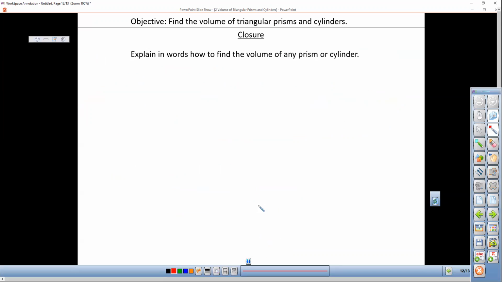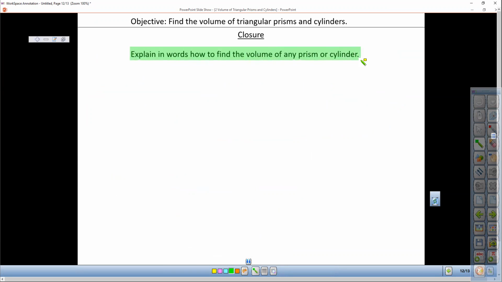All right, now for the closure for our lesson. So this is something you should be able to articulate in your own words. Explain how to find the volume of any prism or cylinder. So this is a general explanation, the general way that we can find the volume of any prism or any cylinder.